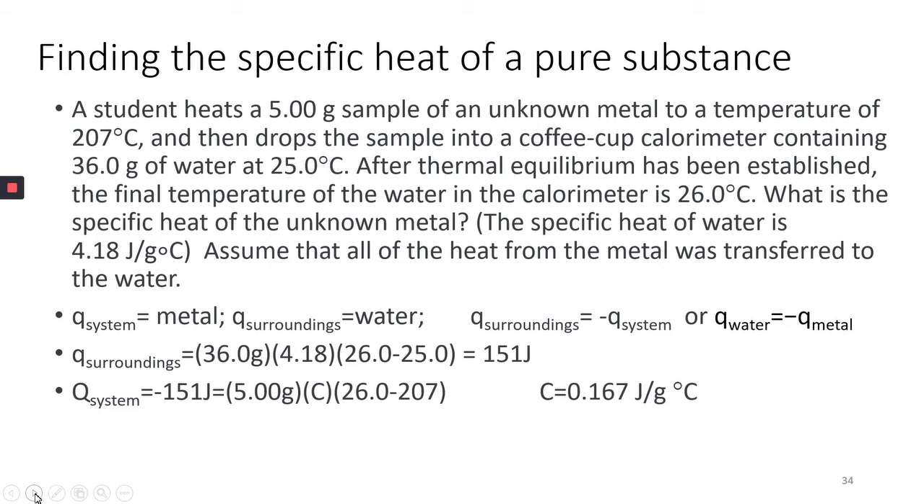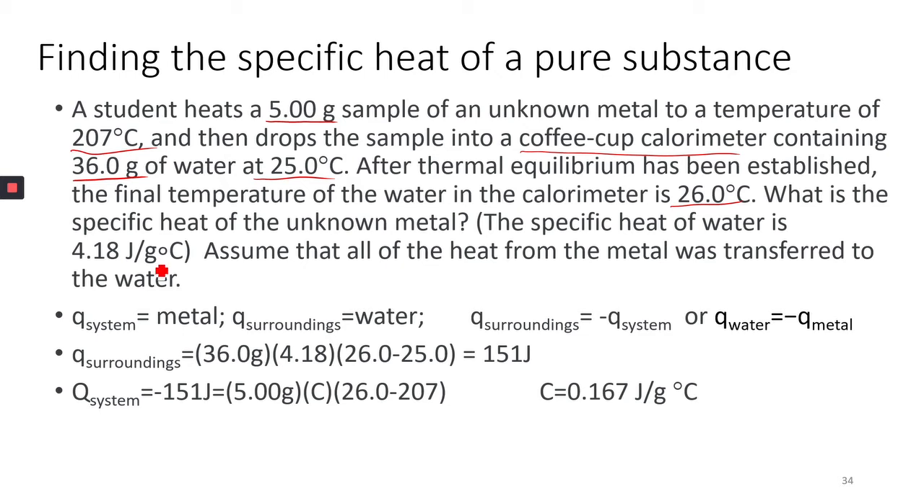Okay, so now let's look at this problem. Here, a student heats up a 5-gram sample of an unknown metal, so there's your mass, to a temperature of 207, and then drops this into a coffee cup calorimeter. So that's your styrofoam cup calorimeter that we talked about last time. And in the calorimeter, you have 36 grams of water that's at 25 degrees C. Then you wait until the temperature reaches an equilibrium. And the equilibrium temperature here, or the final temperature, is 26.0 degrees Celsius. What is the specific heat of the unknown metal?